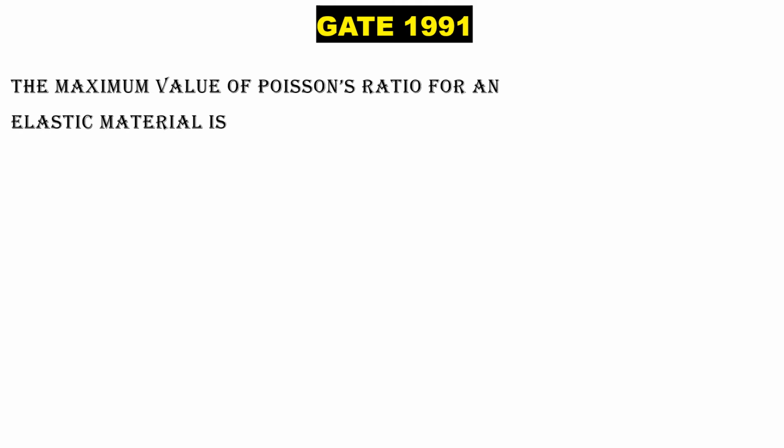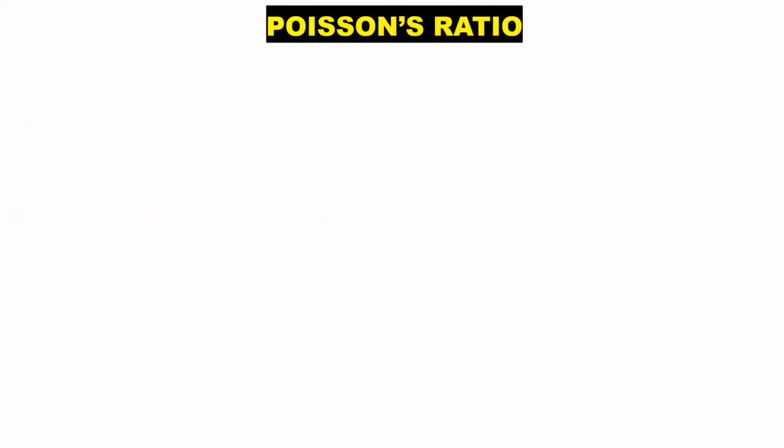Hello everybody. So today let us discuss a question that was asked in GATE 1991. The question is: the maximum value of Poisson's ratio for an elastic material is, and the options given are 0.25, 0.5, 0.75 and 1. Let us see what is Poisson's ratio.